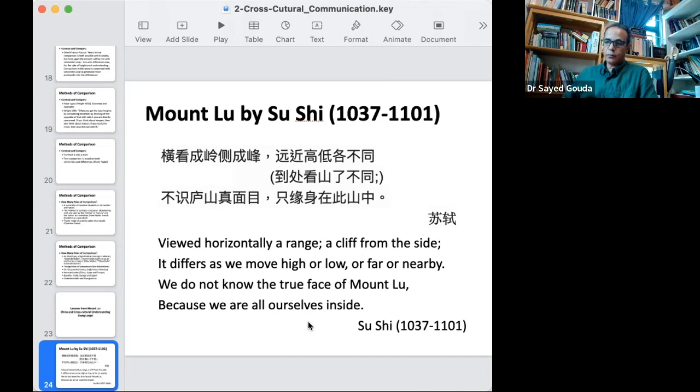If we take this example in sinology and the study of Chinese culture, does it mean that native Chinese scholars cannot understand Chinese history as much as Western scholars, because Western scholars are not inside Mount Lu, they are not Chinese? According to the poem, judging at surface level, Chinese scholars will not fully understand Chinese history because they are Chinese.